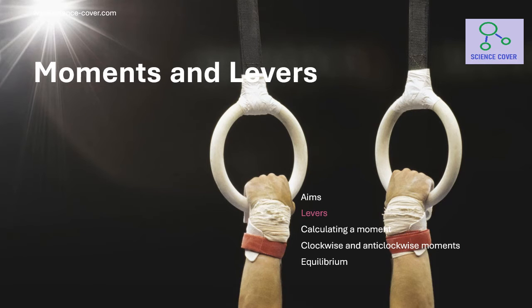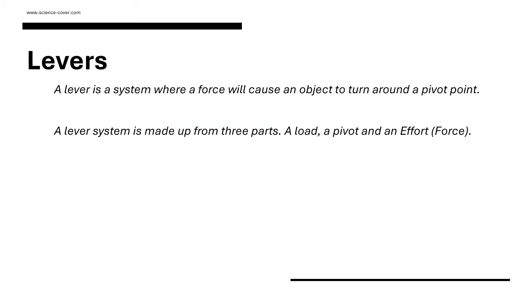Let's now investigate levers and how they can create a turning force. A lever is a system where a force will cause an object to turn around a pivot point. A lever system is made up from three parts. We have a load, a pivot, and an effort or force.